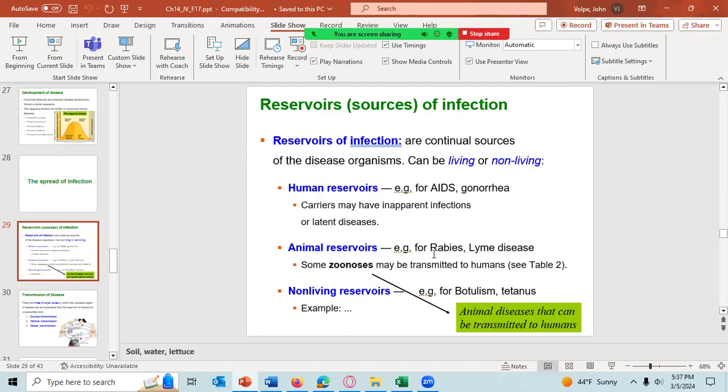There are animal reservoirs for some diseases, like rabies. That disease only comes from an animal. Humans cannot spread rabies. Lyme disease also spreads from the bite of a tick. Zoonoses are animal diseases that may be transmitted to humans. So a zoonosis is an animal disease that may be transmitted to a human. Like rabies is mostly an animal disease.